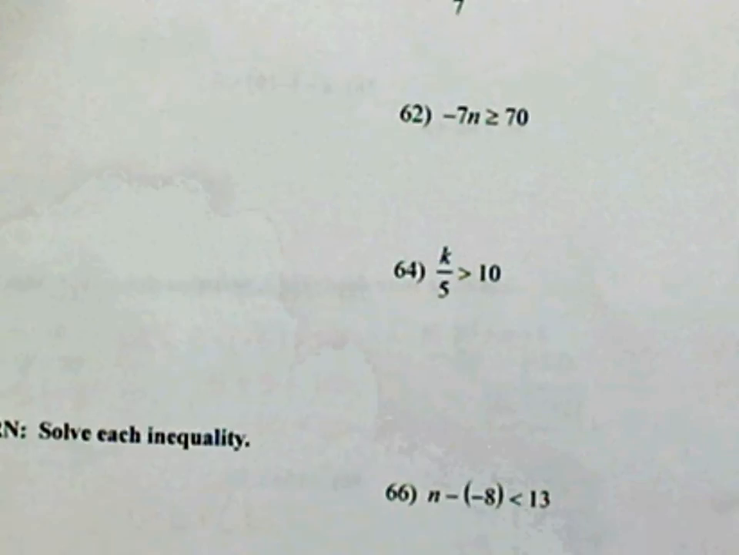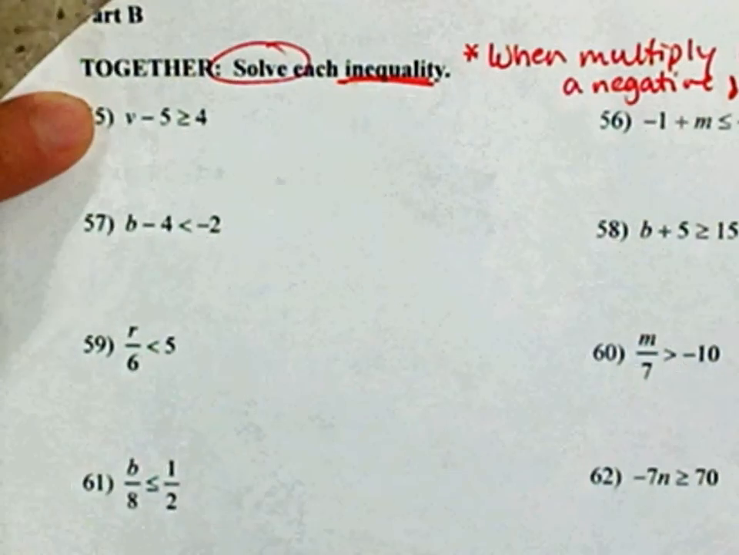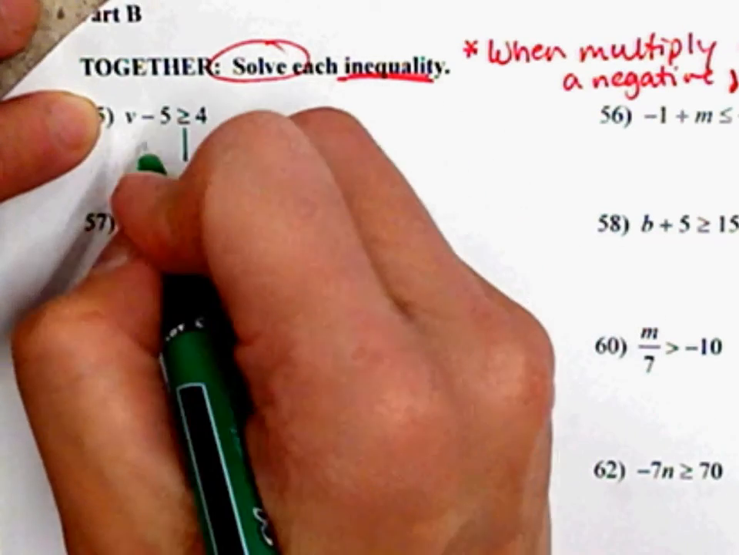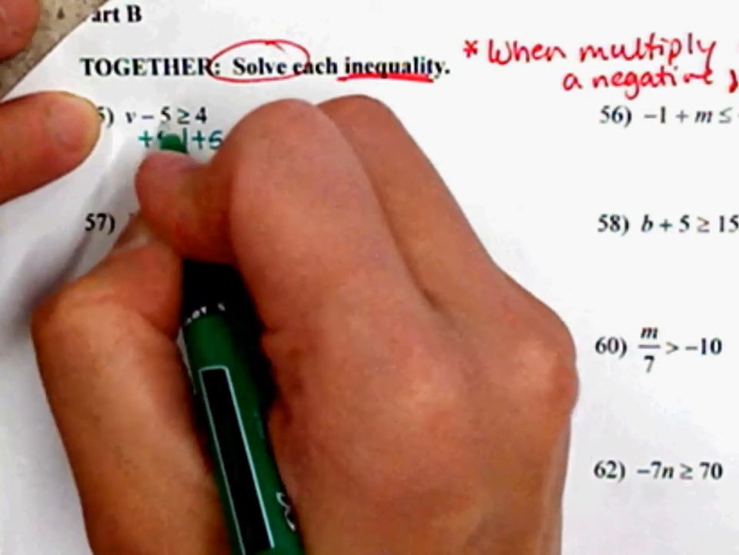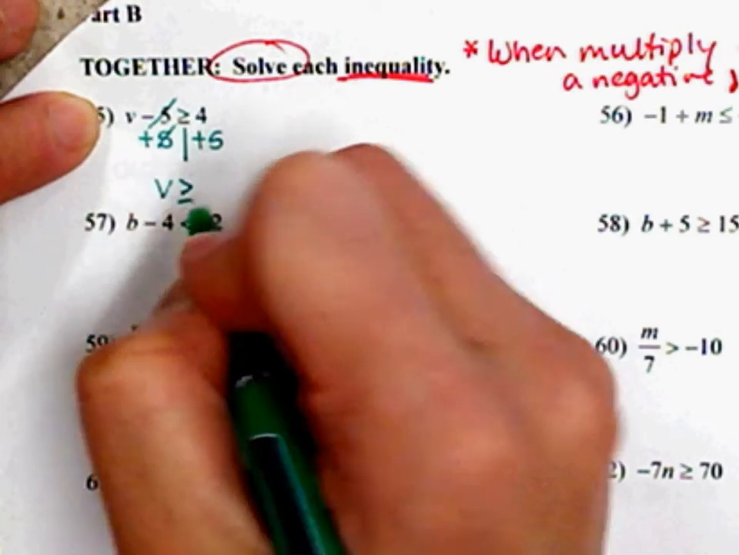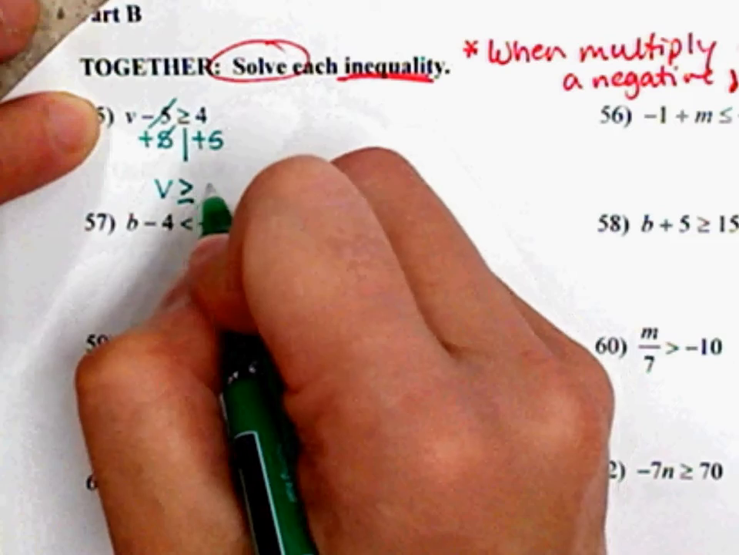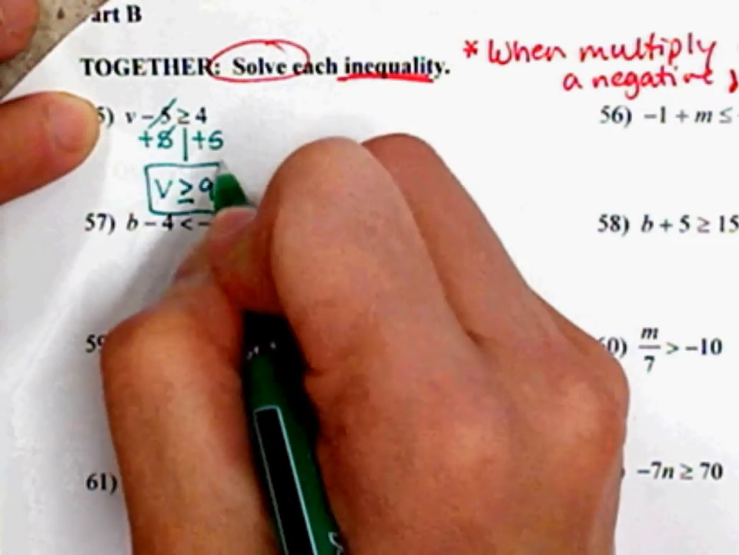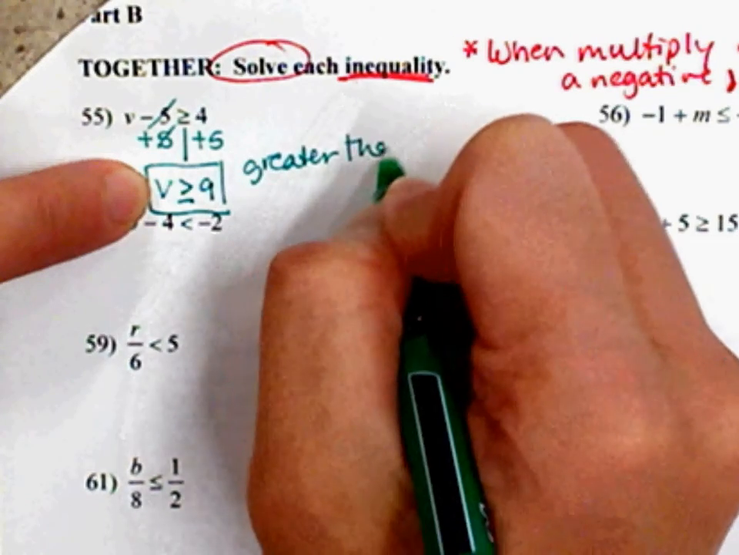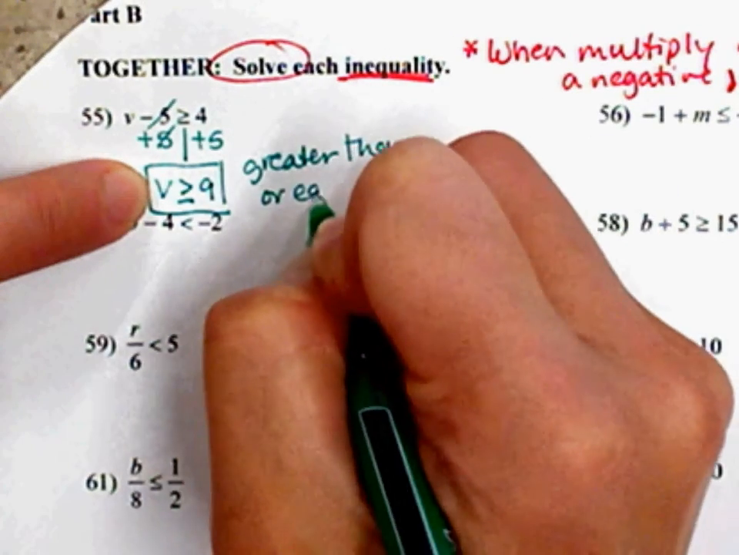Let's look at number 55. Two terms, 1, 2, add 5, add 5. Cancel. Think of this like your equal sign, so I just write it like I see it. 4 plus 5 is 9. And you would say V is greater than or equal to 9. Okay?